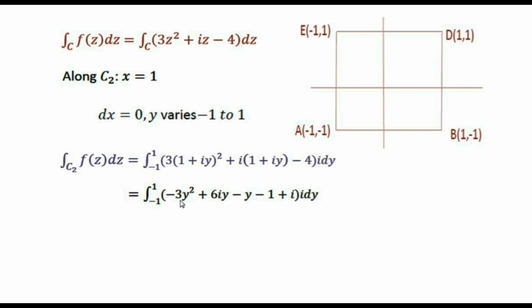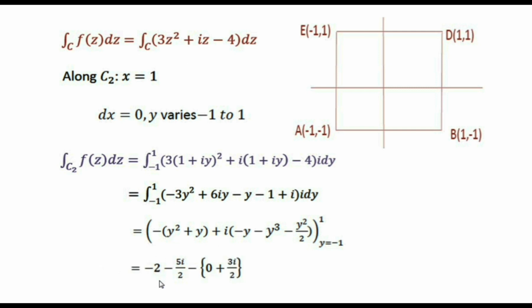We have the definite integral from −1 to +1 of the revised integrand on simplification, integrated with respect to y. We have obtained this result, and consider the limits between −1 and +1. We have obtained −2 − 5i/2 minus the lower result, which is 0 + 3i/2. On simplification, −2 − 4i is the result of integral over C2 of f(z) dz, where C2 is the line BD.